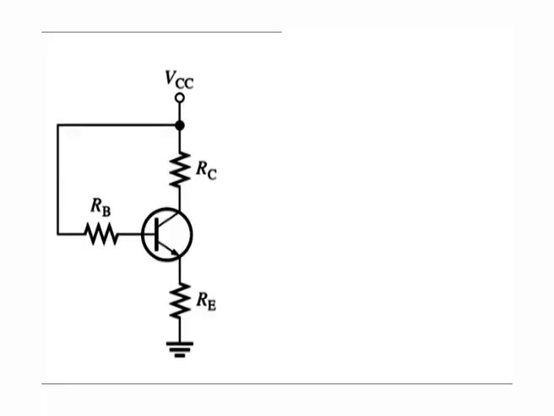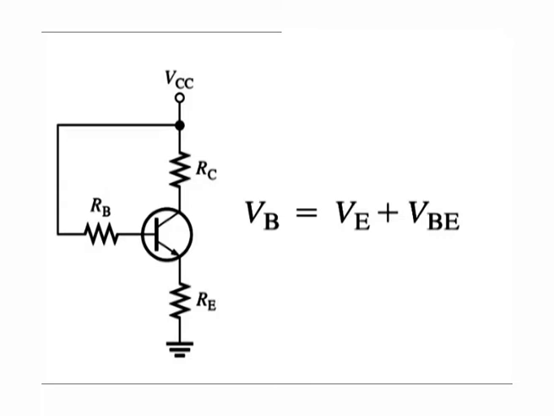If the collector current tries to increase, the emitter voltage increases, causing an increase in base voltage because base voltage is equal to VE plus VBE. This increase in base voltage reduces the voltage across RB, thus reducing the base current and keeping the collector current from increasing. A similar action occurs if the collector current tries to decrease.